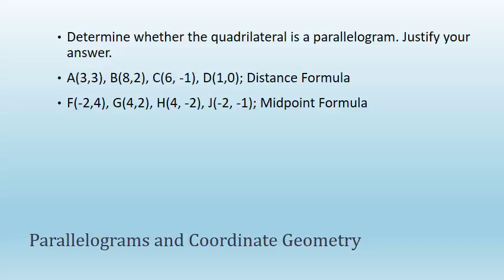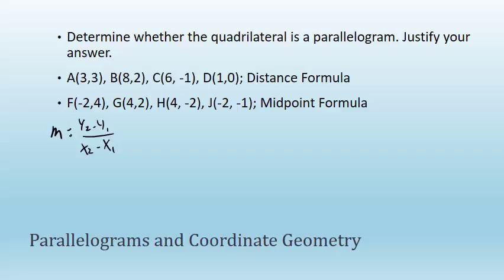Now, when we're looking at something on the coordinate plane, one of the ways that we can determine that is we can use the slope formula, because parallel lines would have the same slope. And just as a refresher, our slope formula is m equals y2 minus y1 over x2 minus x1. And if we find that both pairs of the opposite sides of a quadrilateral are parallel, then we are indeed dealing with a parallelogram.